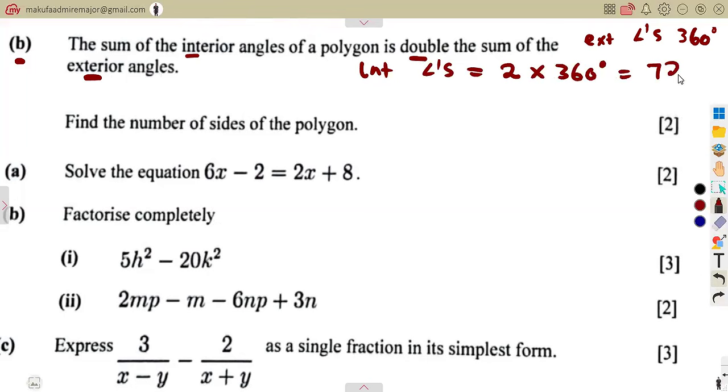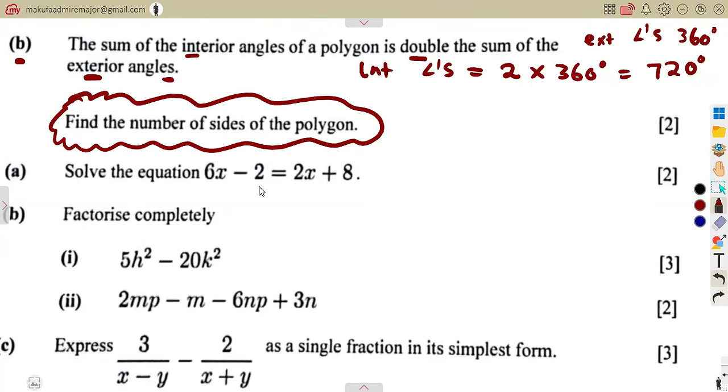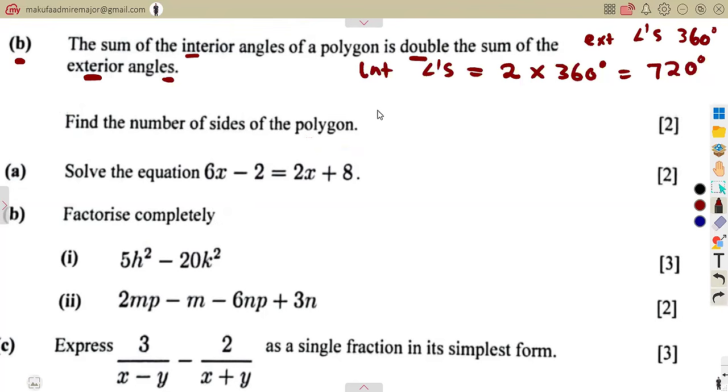And that was going to be 720 degrees. That is the only, this statement on its own, that is what it means. This statement, before you read this question, that is the statement on its own. So the question is now, find the number of sides of the polygon.